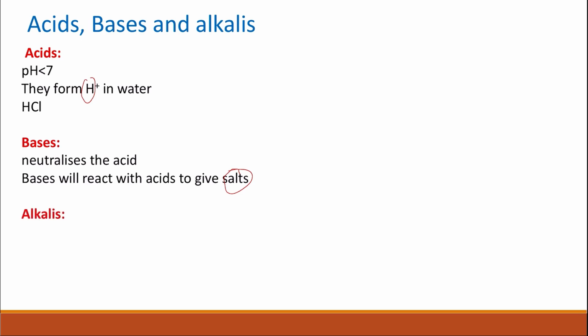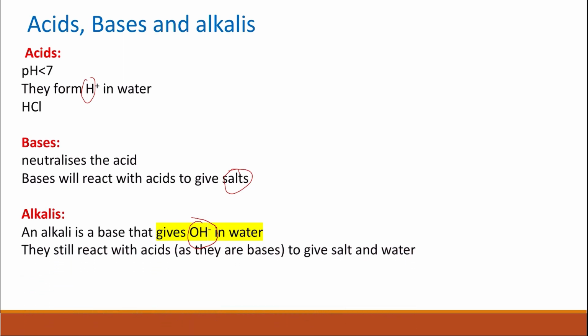So what about alkali? What is the difference between a base and an alkali? An alkali is still a base, but it's a base that will give OH ion or hydroxide ion in water. So bases don't have to give OH ions in water, but alkalis are a type of base that will give hydroxide ion in water. Some examples of these alkalis are sodium hydroxide, potassium hydroxide, and so on. So they all will give hydroxide ion in water.